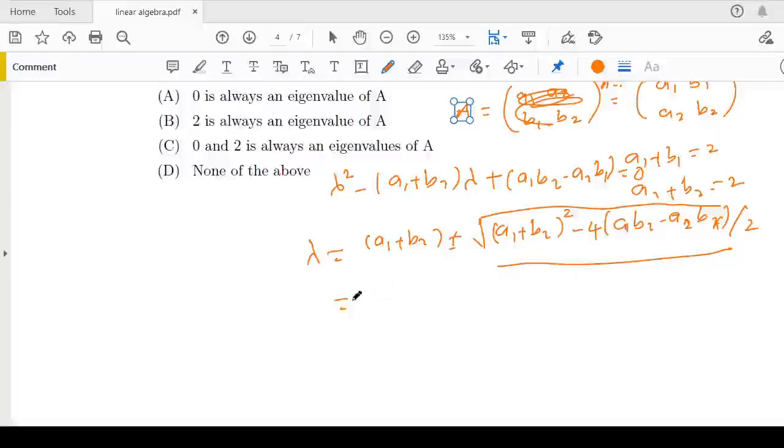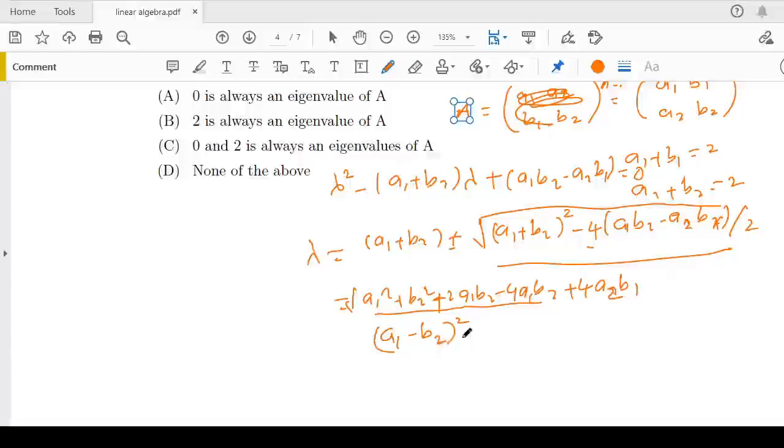Therefore, this value equals the square root of (a1 plus b2) whole square, that is a1 square plus b2 square plus 2a1 b2, minus 4a1 b2 plus 4a2 b1. Therefore, a1 square plus b2 square minus 2a1 b2 is nothing but (a1 minus b2) whole square plus 4a2 b1.